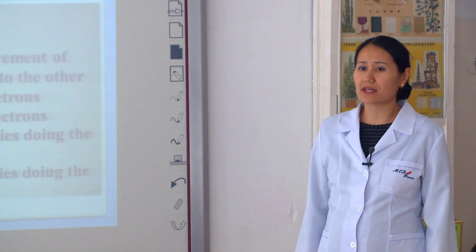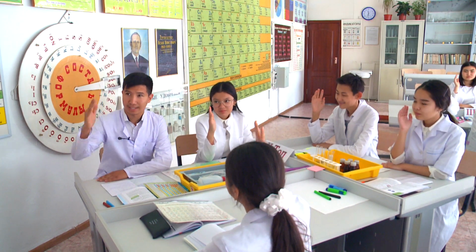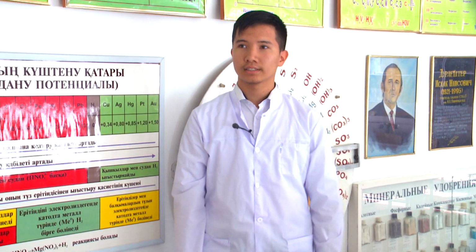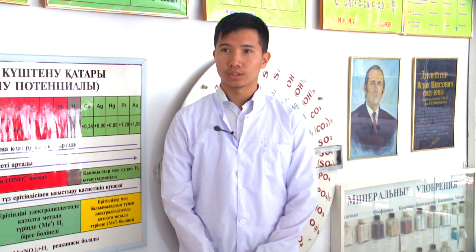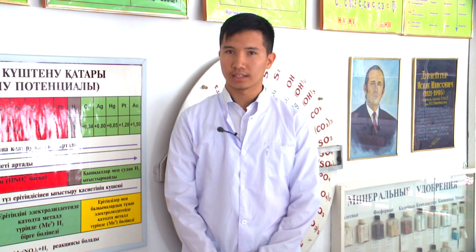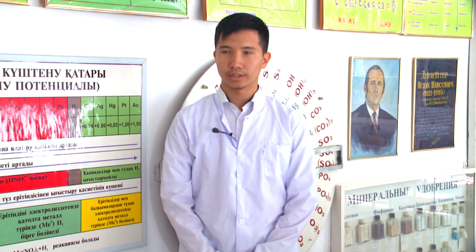Okay, now today's terminology. Who wants to introduce the terminology? Dulat, please. The key idea is the net movement of electrons from one reactant to the other. Second, oxidation is the loss of electrons. Third, reduction is the gain of electrons. Fourth, oxidizing agent is the species doing the oxidizing. Fifth, reducing agent is the species doing the reducing. Okay, thank you, Dulat.